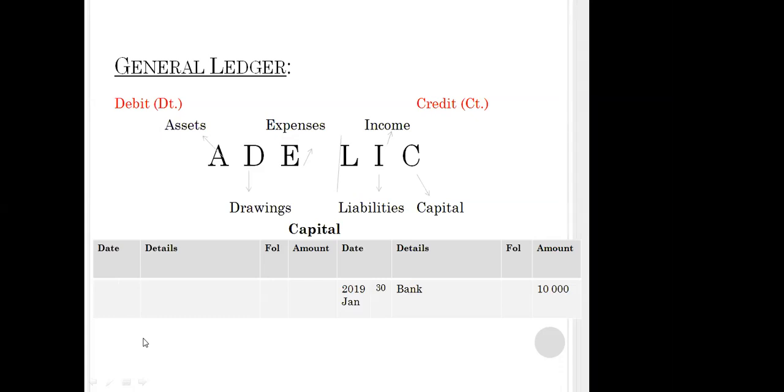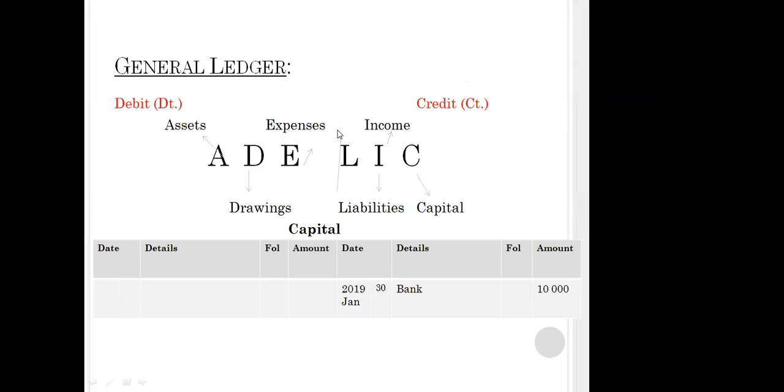Right, before we continue, let's have quickly a little test here, but you test yourself, so you don't have to put the answers in the box. So if you need to do, for instance, the drawings account, look at Lady Adelaide: on what side of the drawings account must the entry be? Check, it must be on the debit side.